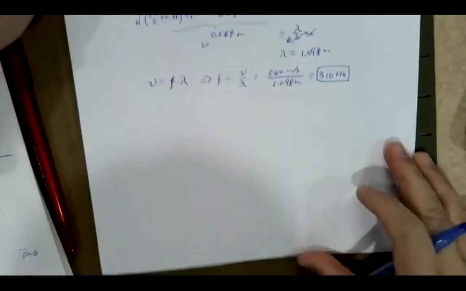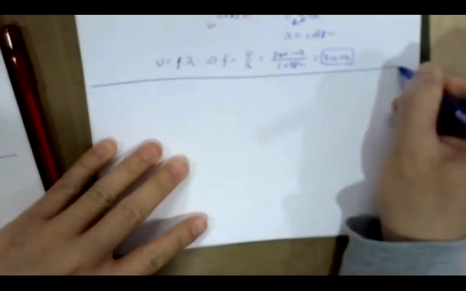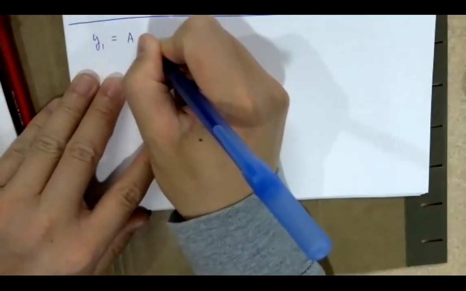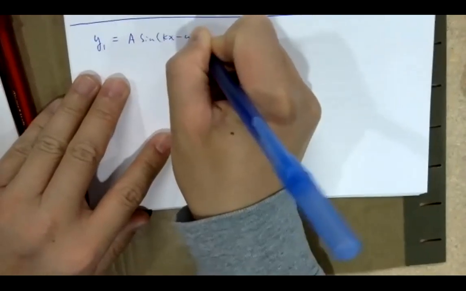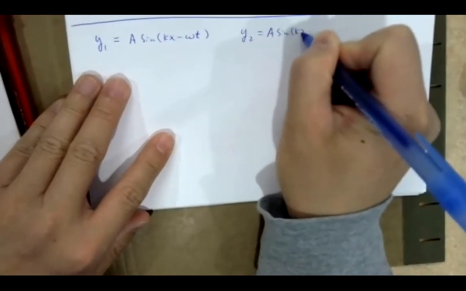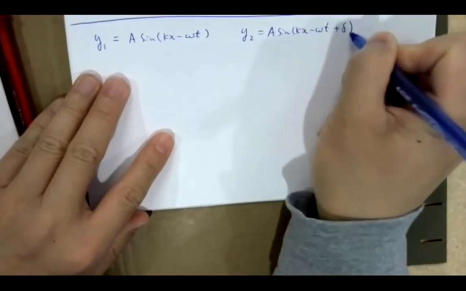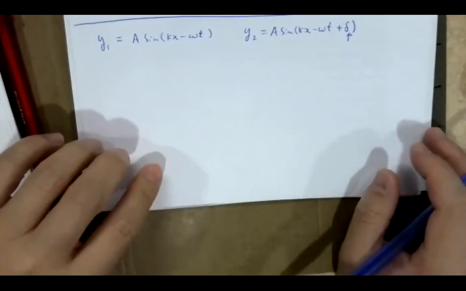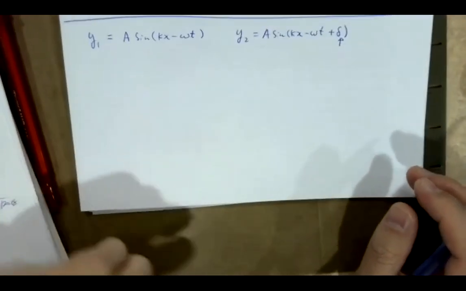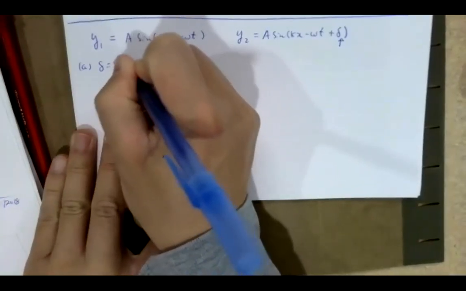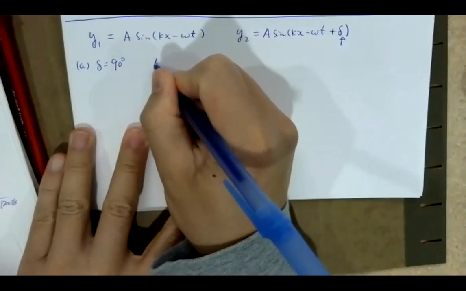All right, so if you have two waves, they interfere with each other, then say y1 equals A sine of kx minus omega t, and then again y2 equals A sine of kx minus omega t, but with a phase difference. So this is the phase difference. So part A is asking you if phase difference is 90 degree, what will be the new amplitude, A prime.